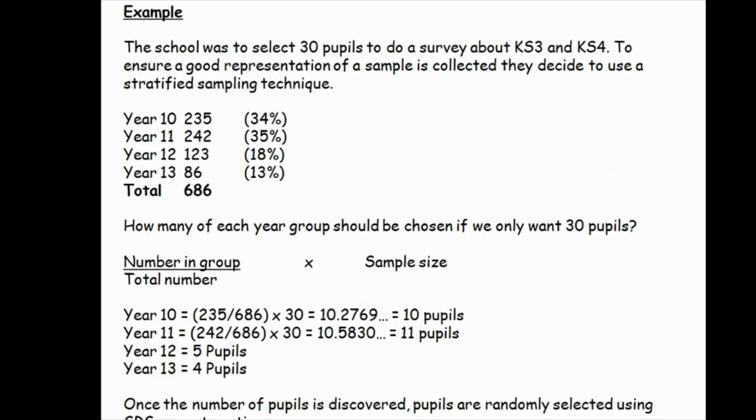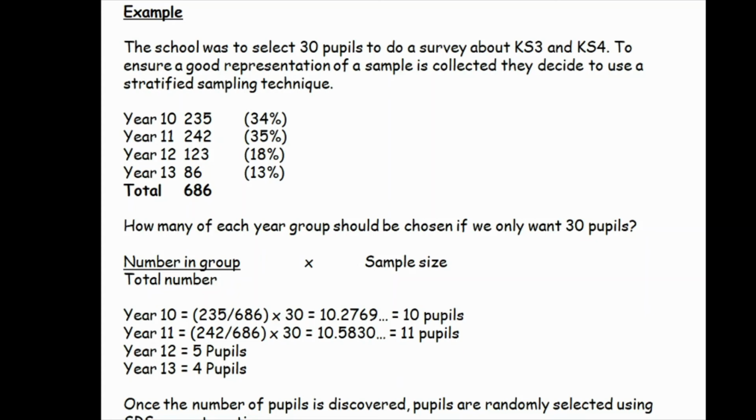So going through an example, again going back to the all-trusted one, the school was to select 30 students to do a survey about Key Stage 3 and Key Stage 4. To ensure a good representation of a sample is collected, they decide to use the stratified sampling technique. So here are the official numbers of people in that school. So you've got Year 10 and Year 11, Year 12, Year 13.